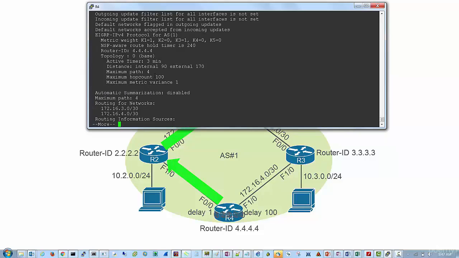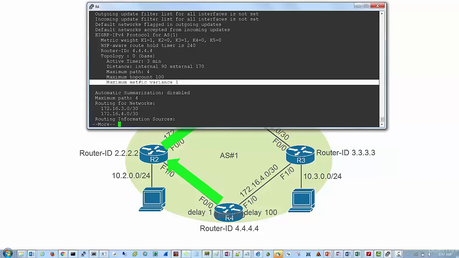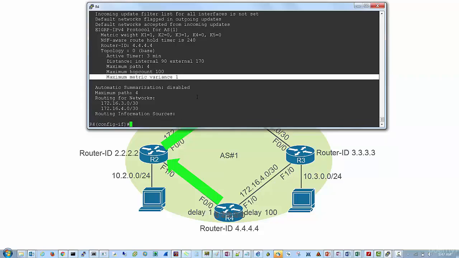Let me find it here. By default, we have a variance of 1 here. What the variance is, it's a multiplier for EIGRP metrics. EIGRP will take the variance value and multiply it by its successor path's feasible distance value. Whatever that value ends up being, if there are any routed paths that have a metric that's lower than that total, then it will install those routes into the routing table as well.